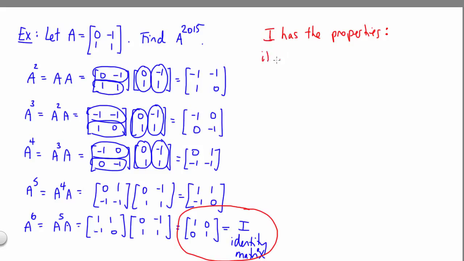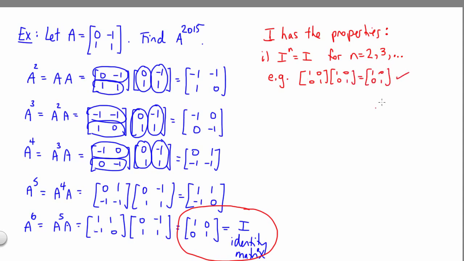First property, I to the n is equal to I for any positive integer power. It's sort of obvious when the power is 1, so let's say for n equal 2, 3, etc. So again, this would be true for the 2 by 2 identity matrix, but also for 3 by 3, 4 by 4, etc. So just to convince ourselves of this, if we take the 2 by 2 identity matrix and multiply it by itself, we can check that, yes, we do get back the original identity matrix.